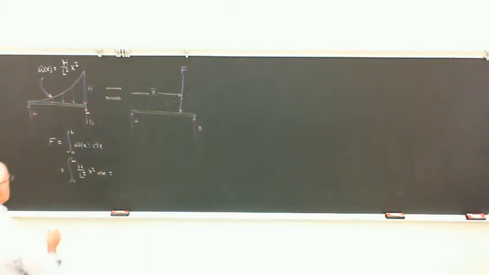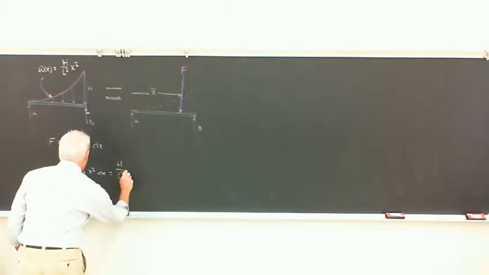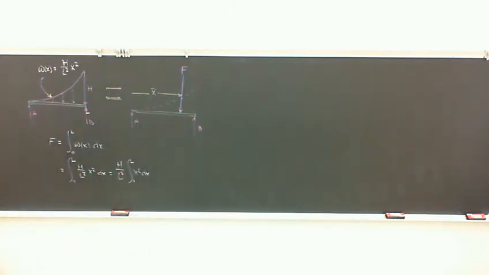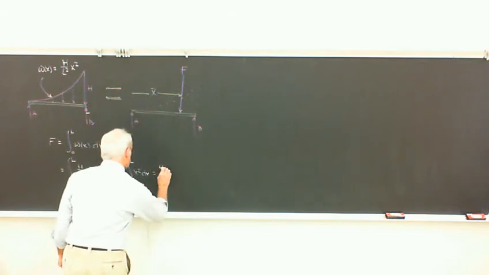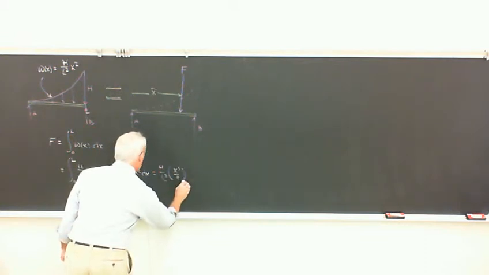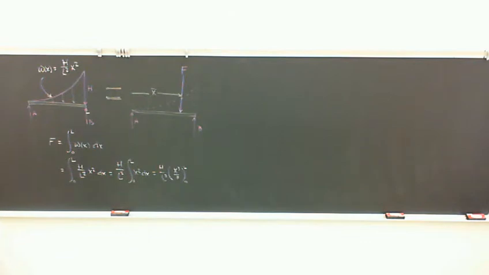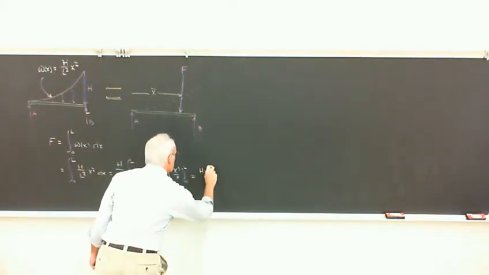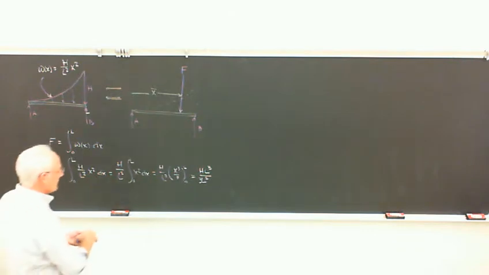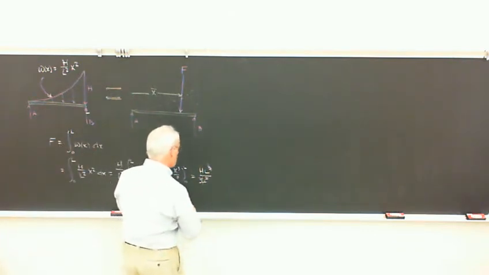Alright, most everybody's getting it, I think. Constants come out. Integrating x squared dx, which I believe becomes x cubed over 3, evaluated 0 to L. Is that right? And so we get H L cubed over L squared 3. And so we get H L over 3. Is that right?